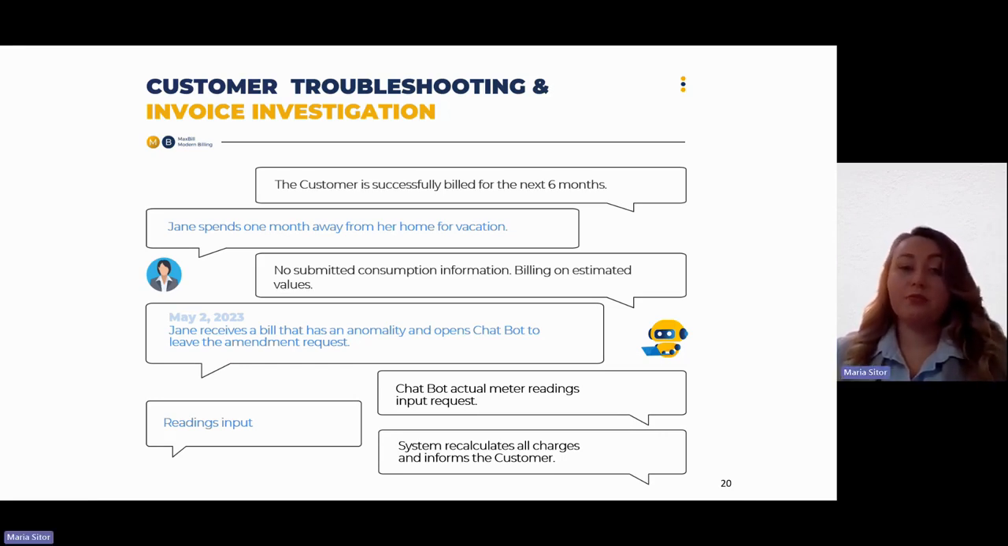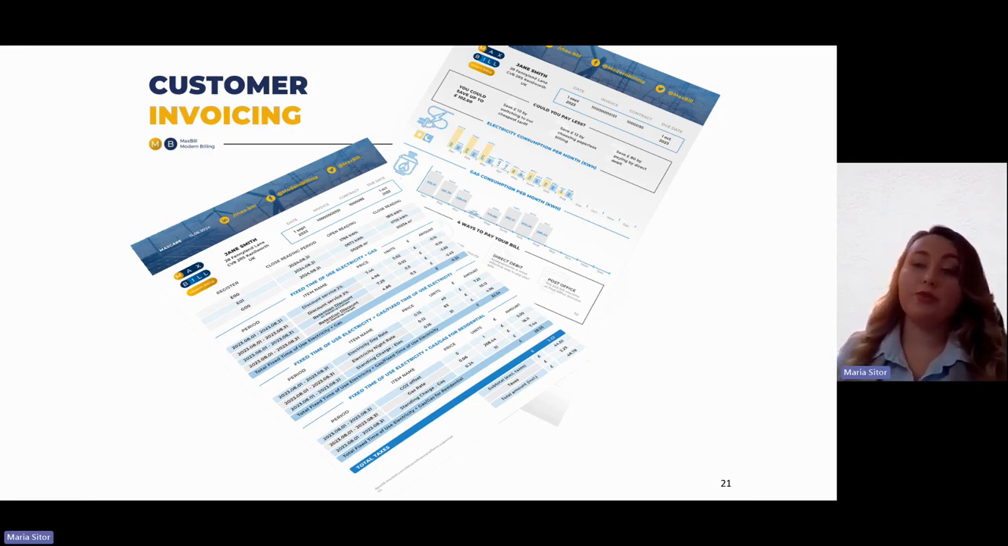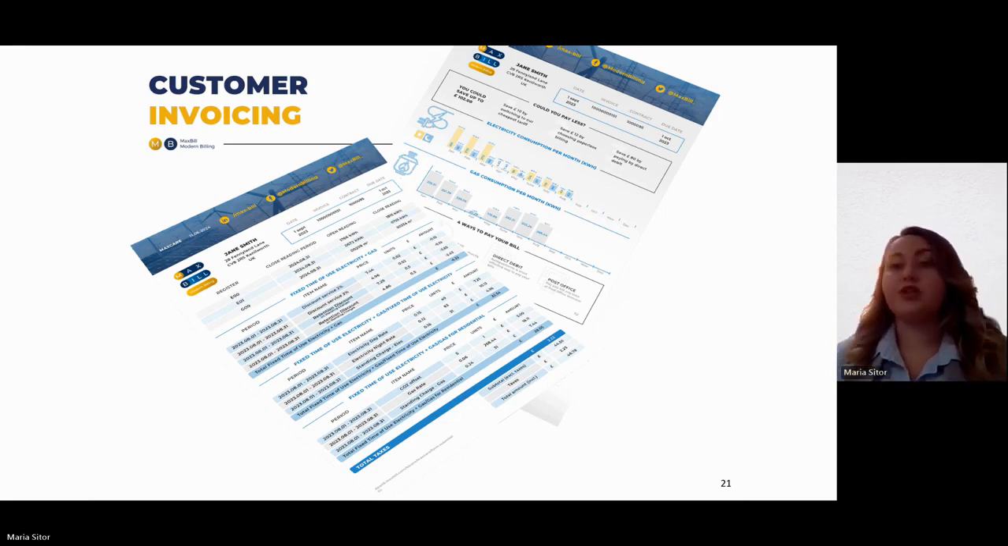realized that there is a problem and automatically asked for the meter reads input. She input her meter reads, and the system automatically recalculated all of the charges and informed Jane. So Jane received confirmation that her expenses, her charges, were adjusted.